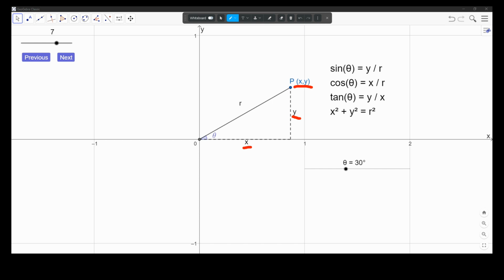X and Y. Now, this implies a right triangle. We have a right angle here because the X and Y axes are perpendicular to one another. And so every point on the plane implies a right triangle. And then we label the hypotenuse R for reasons that will be clear in a second.